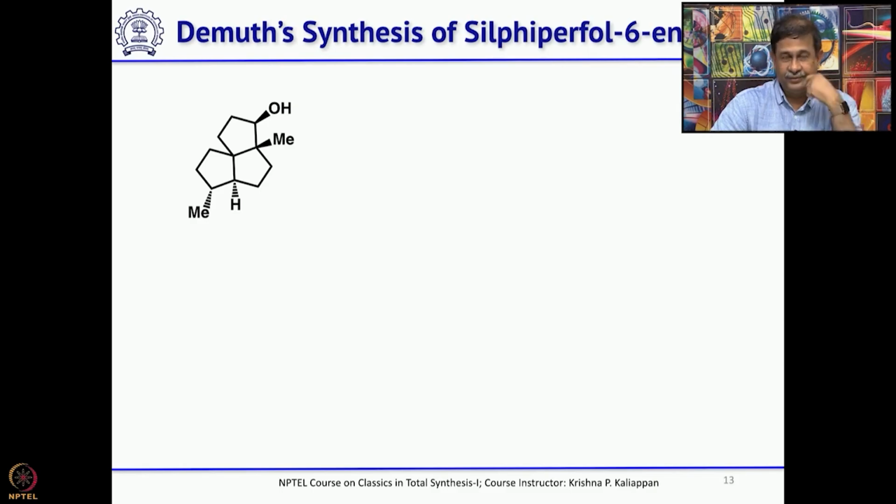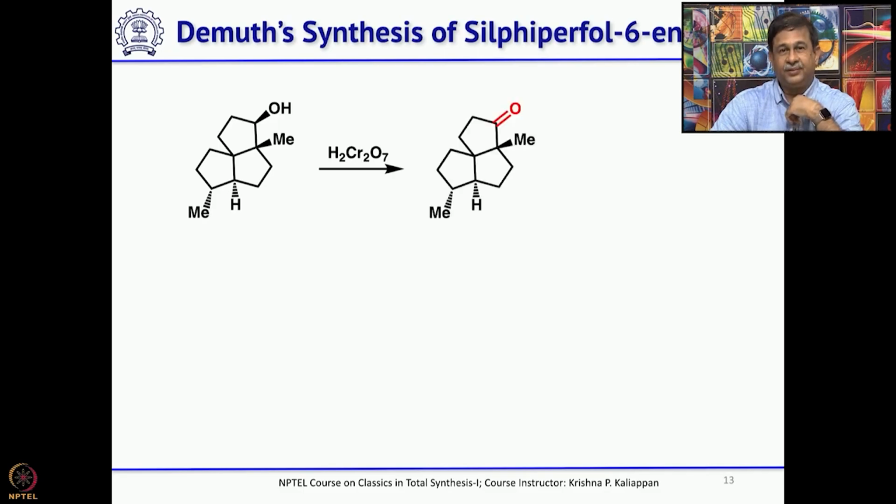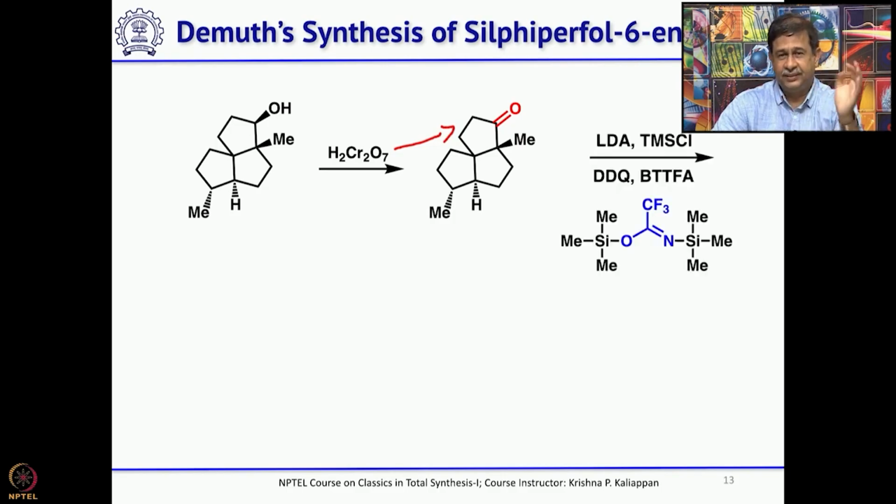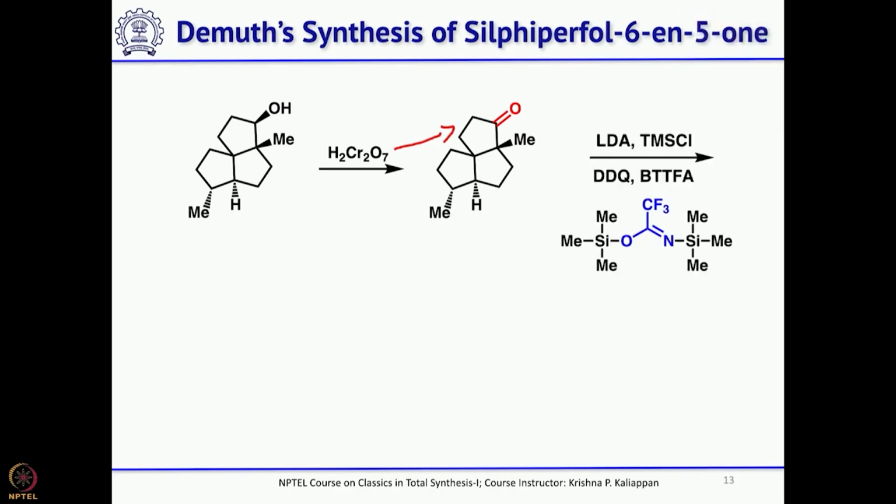Now, what you need to do, you have to oxidize the alcohol to ketone. Then you have to introduce the 2 methyl groups and then the double bond. So, here you use some expensive reagent. First you treat it with LDA and TMS chloride, which, you know, will form the corresponding enol TMS.